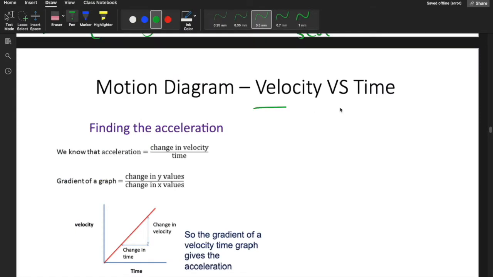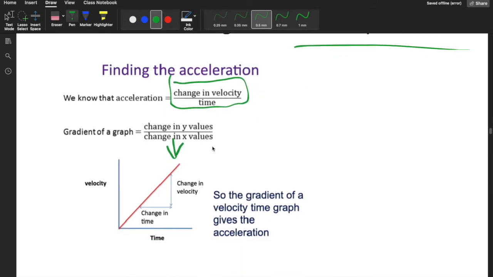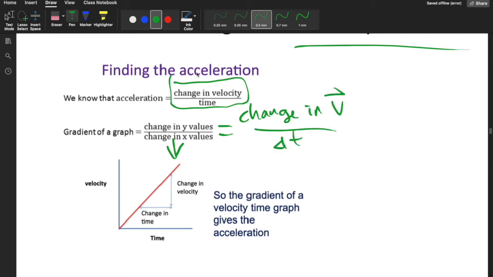And now let's talk about velocity versus time. Same thing, you need to know what the gradient represents. We know that acceleration is equal to change in velocity over change in time, as we have talked about. That's just a definition. And the gradient of the graph is change in y value over change in x value, which is change in velocity over delta t. So the gradient is the acceleration.